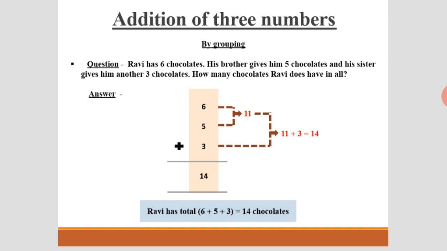Ravi adds 6 and 5 chocolates to make 11. Then again, Ravi adds another 3 chocolates to make 14. Now, 6 plus 5 is equal to 11. 11 plus 3 is equal to 14. Now, Ravi has a total of 14 chocolates.